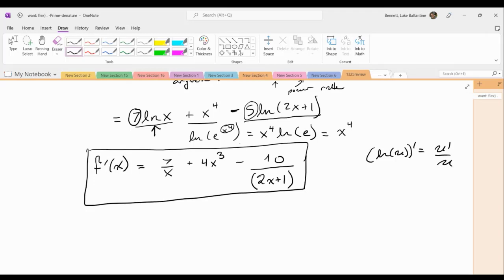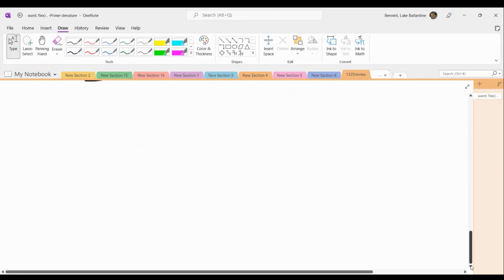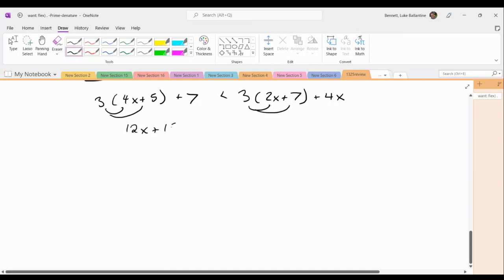So now we can go on to the next problem. Linear inequality. We have 4 times (3x plus 5) plus 7, divided by... less than 2 times (3x plus 7) plus 4x. So I'm going to distribute. So we have 12x plus 15 plus 7 is less than 6x plus 21 plus 4x. 6x plus 4x, that's 10x plus 21.